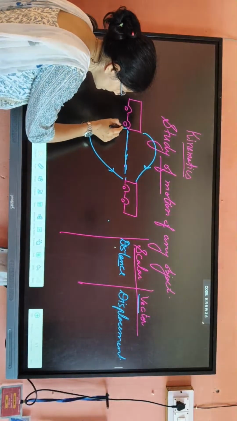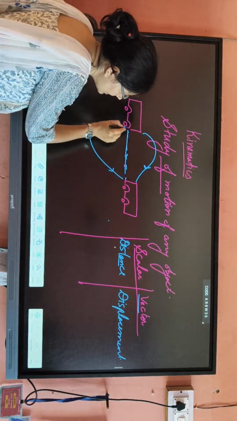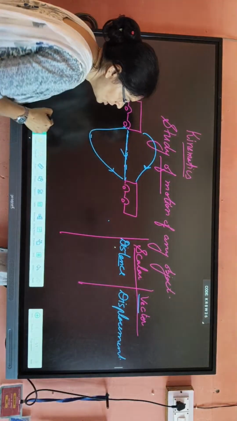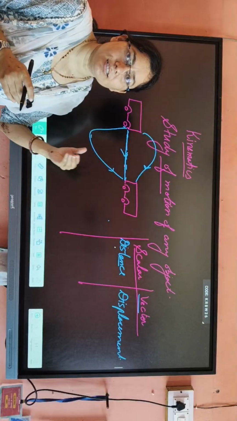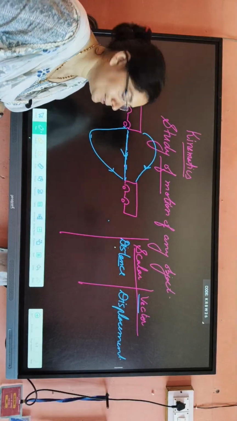देखो यहाँ पे तीन रास्ते हैं, इधर से इधर जा रही है बॉडी, इधर से इधर जा रही है, and direct also going on. Clear? So out of all three, then which one will be shortest path? This path we will call it displacement.